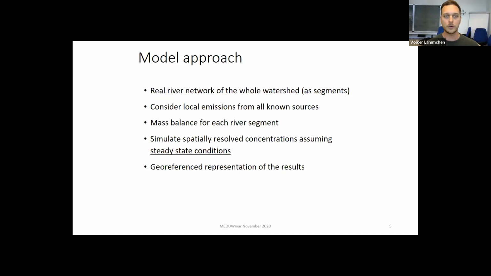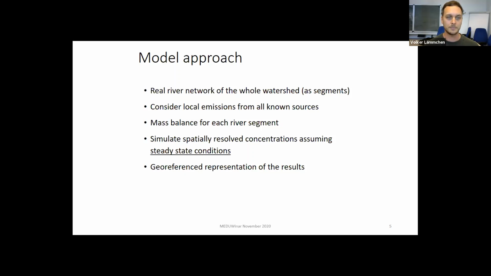The general model approach, and I cannot go into so much detail because I'm limited in time, is that we use a real river network of the whole watershed. So in our case, the Vecht catchment, and then we consider local emissions from all known sources. This is mostly treatment plants, but can also be, for example, industry or hospitals or agriculture. This depends on the substance that you want to simulate in your model.